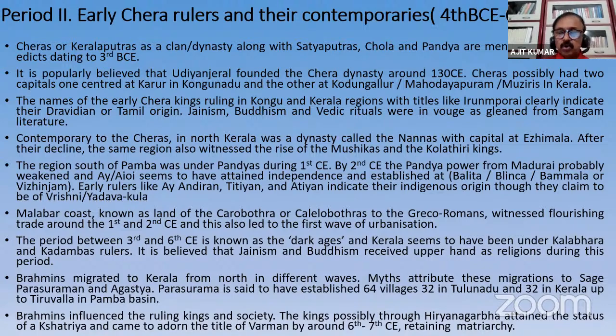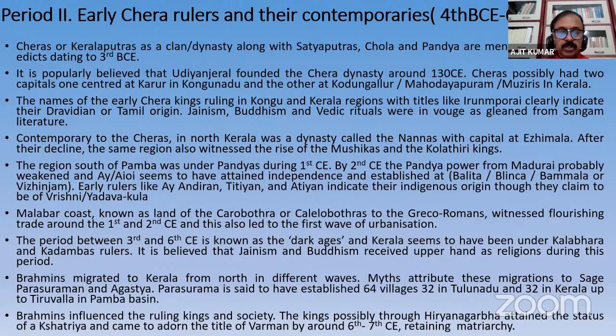in Greco-Roman records. Vizhinjam is also Vilinam, because Vizhinjam has a triplet sound which is typical of Kerala, but in inscriptions it is sometimes known as Vilinam. And if you examine the names of early kings like Andiran, Titiyan, Adiyan, the names also clearly indicate their indigenous origin, and they were probably of non-Brahmanical faith, though they claim that they are of Vrishni or Yadava Kula.